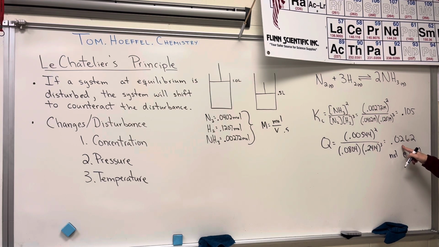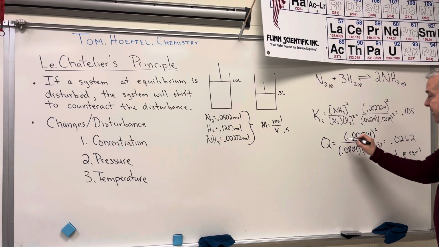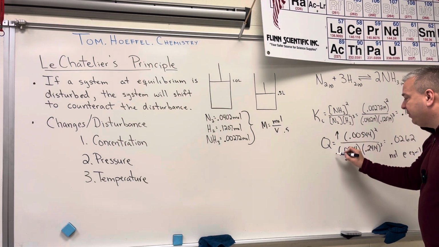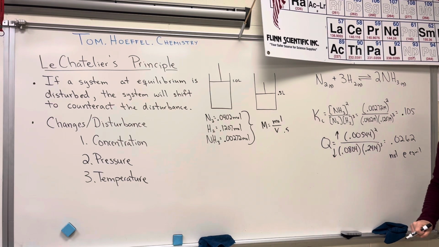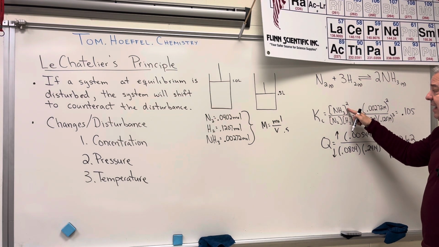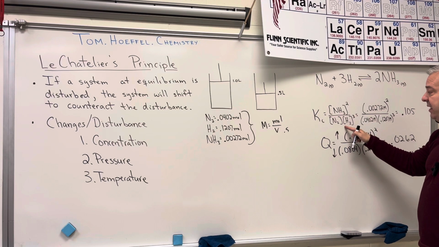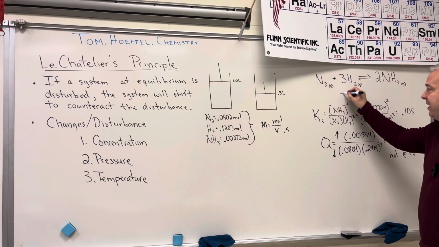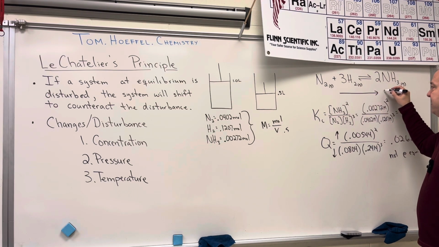Well, if this number is 0.0262 and it needs to go up to 0.105, what that means is that the numerator has to increase or the denominator needs to decrease in order to get 0.0262 to a larger number like 0.105. Well, if I increase the NH3 and I decrease the N2 and the H2, that says that this is going to be a shift to the right.